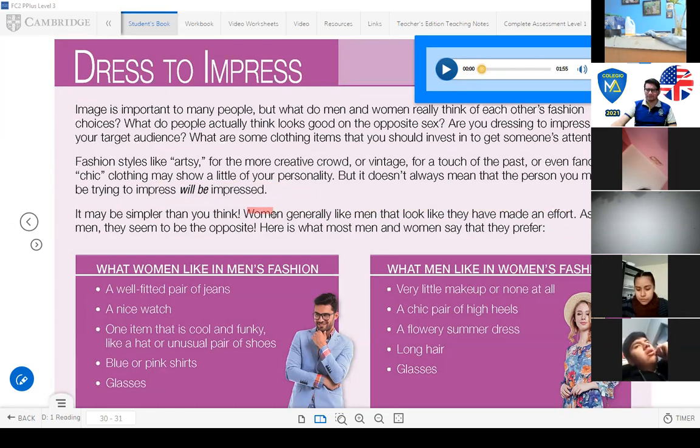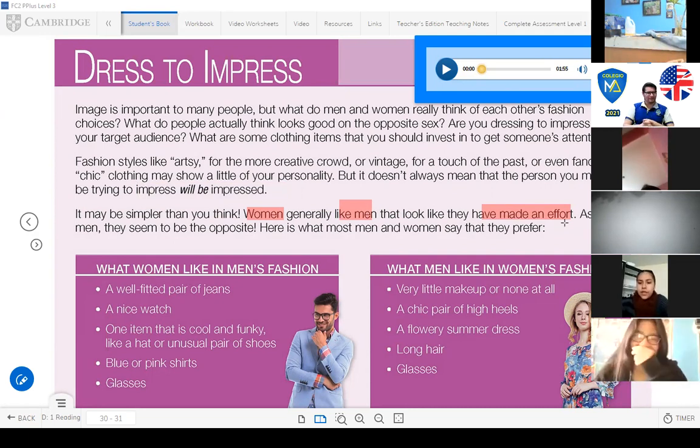Okay, is that true? ¿Es cierto que las mujeres piensan eso, no? That they like men that look like they have made an effort. Que se esforzaron en verse bien. Right? Is that true, girls? Yes or no? Okay, no. Torres says no, teacher. No, no, no. Men don't impress me in that way. Okay, and well, it says maybe generally, generalmente, o de pronto a una gran cantidad de mujeres, okay?